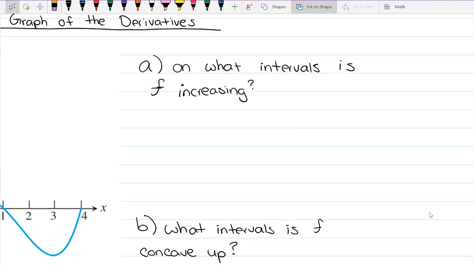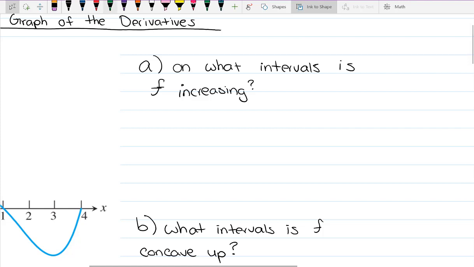The first question asks, on what intervals is f increasing? So I kind of scaffold the questions in order to help us understand the graph of the derivative. On an FRQ on the AP exam, they won't give you these questions. These are things you need to know to look for. So, what intervals is f increasing?